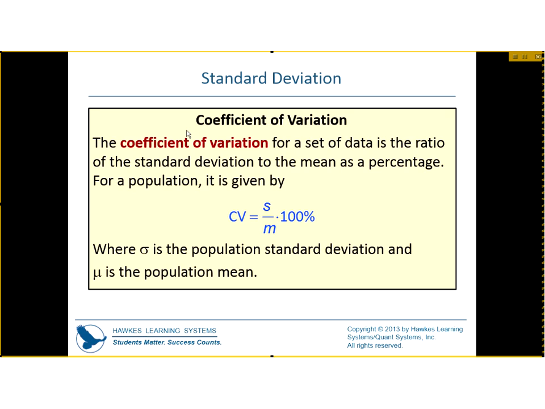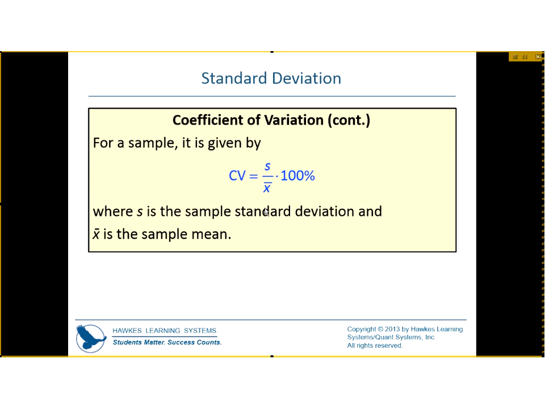Okay, coefficient of variation. This one is throwing a couple of people. Coefficient of variation for a set of data is the ratio of the standard deviation to the mean as a percentage. For a population, it's given as CV equals sigma over mu times 100, where sigma is the Greek letter that looks like a lowercase o, and mu is the population mean. And this is for a sample. Basically, it's the same formula, guys, so don't worry about it. Where s is the sample standard deviation and x bar is the mean.